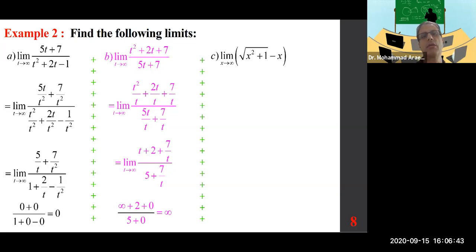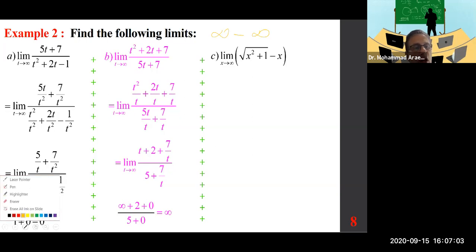Part C, if you plug in, you get infinity minus infinity. And it is extremely important to know infinity minus infinity can go anywhere. It can go to 0, it can go to infinity, it can go to a specific number. So really it's indeterminate and we don't know the answer. And the technique involved in this case is simply multiplication by its conjugate.